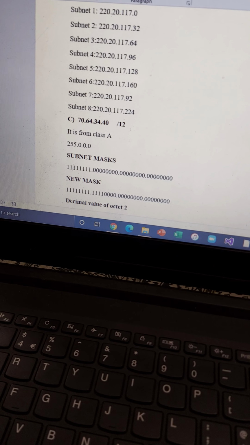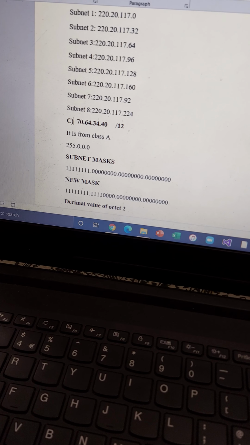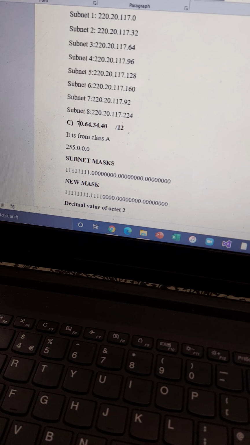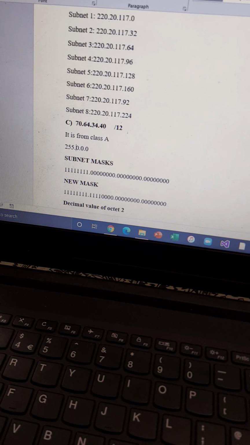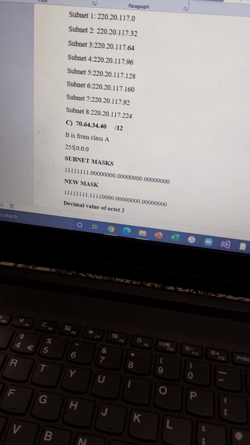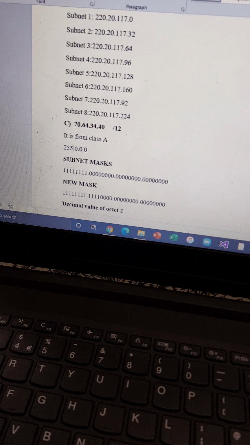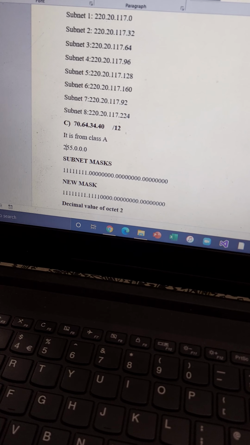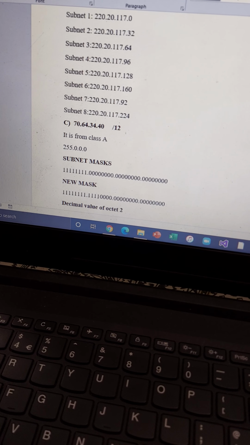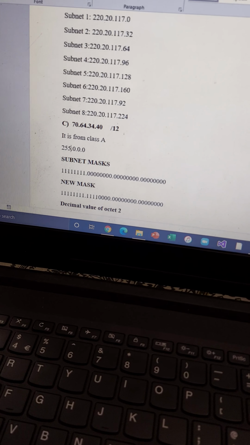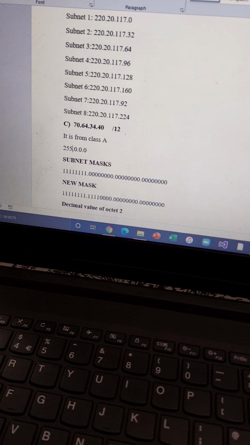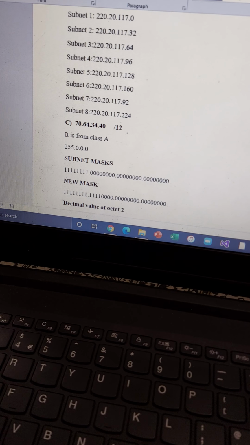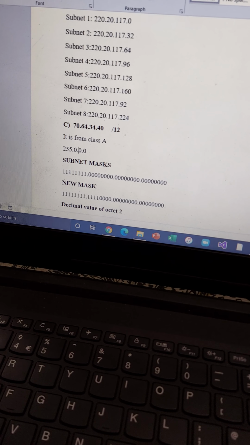Sir, in the third part, as in the first octet there is 70, and the first octet starts from 0 to 128, so it is from class A, and we will write class A as 255.0.0.0 IP address. Then we will calculate the subnet mask: where there is 255, we will write 8 ones, 8 times 1 here. Then where there is 0, we will write 8 zeros, and so on, sir.